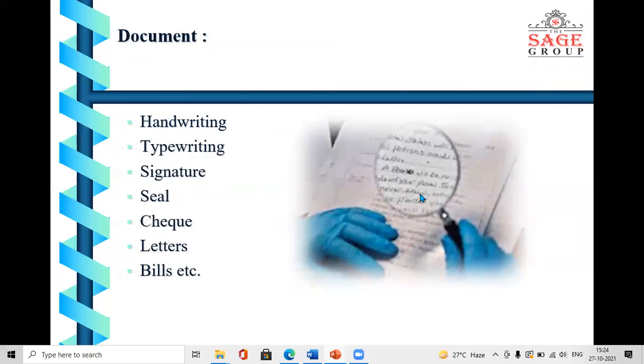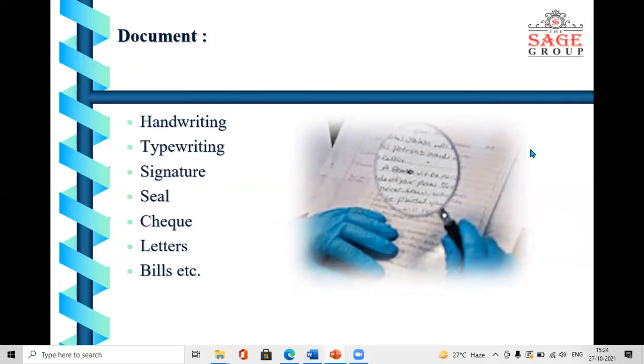Now we are going to talk about documents. Document is not all about pen and paper. It can be anything. It can be your cloth, it can be your wall, it can be glass. If you find that something is written on any surface, that is a document.